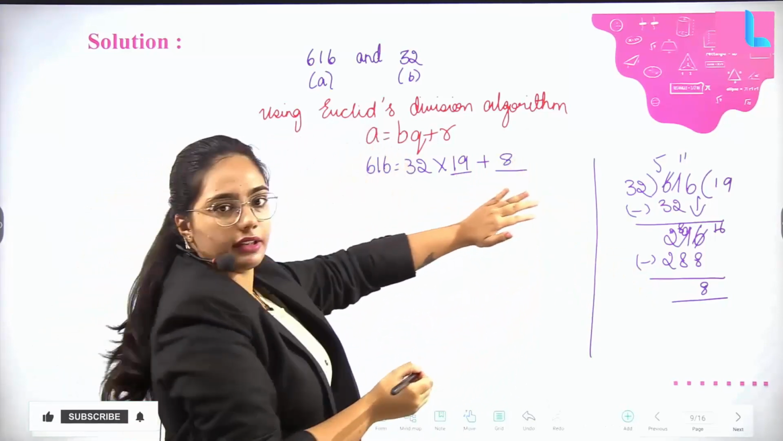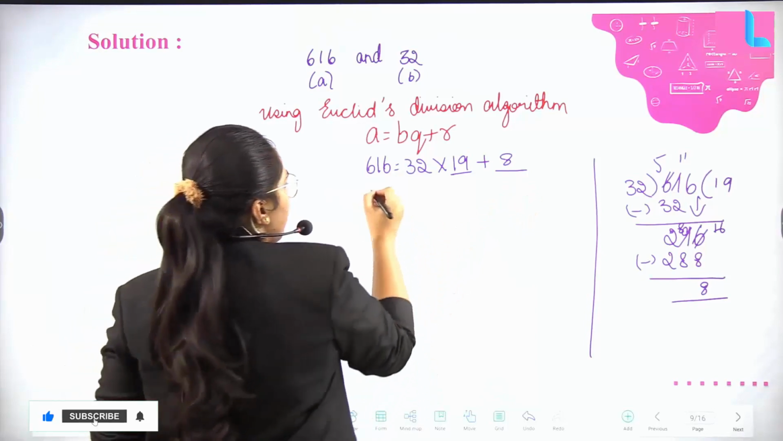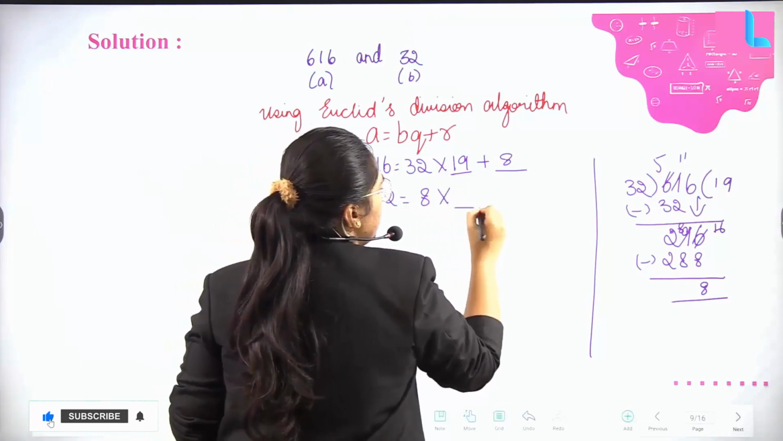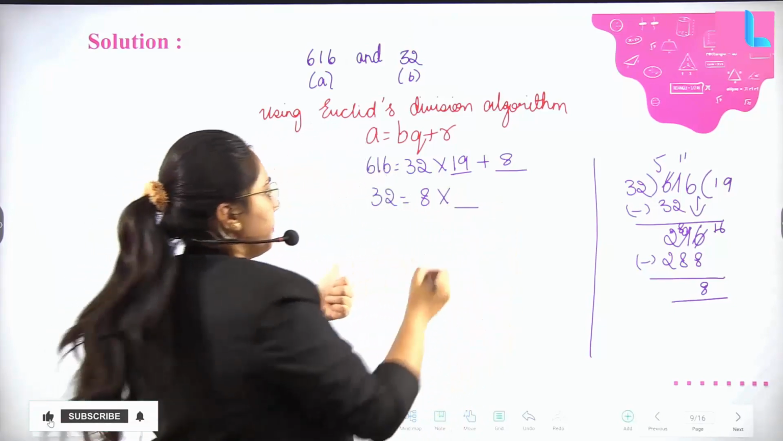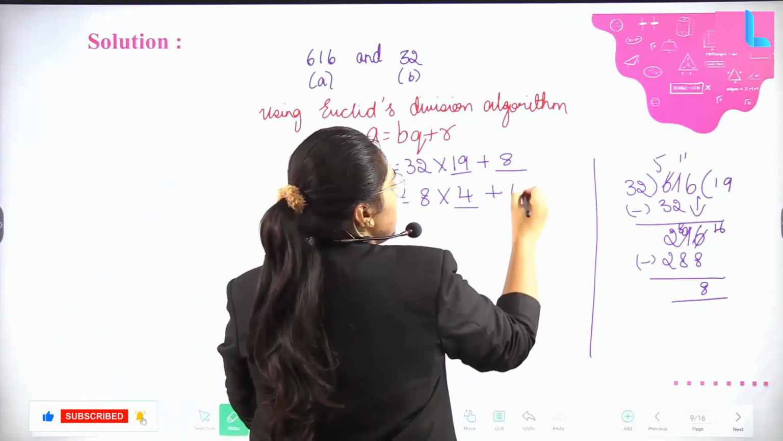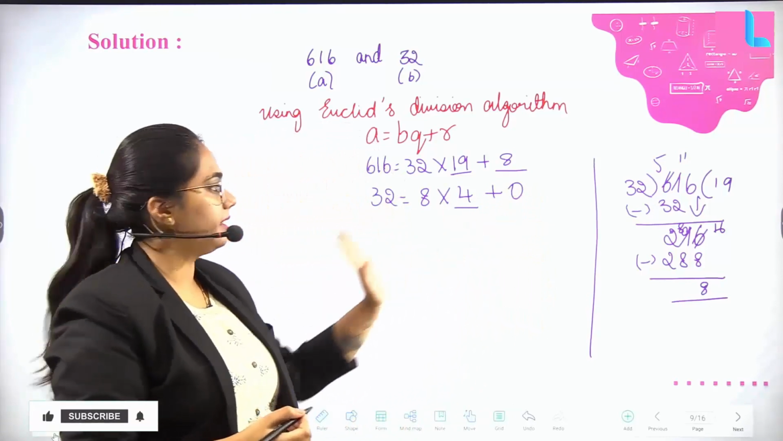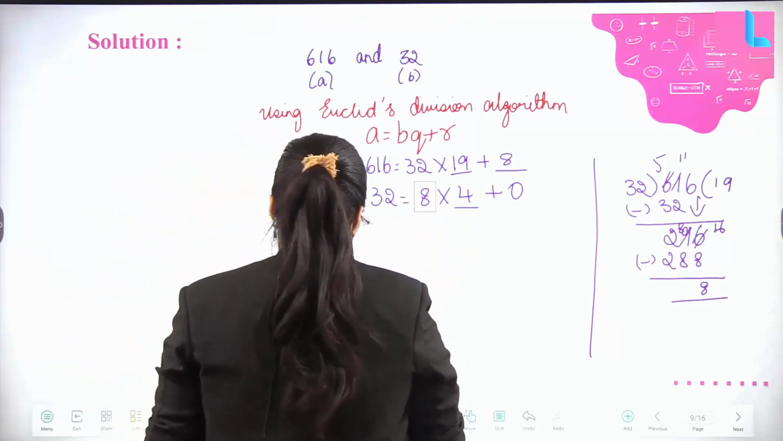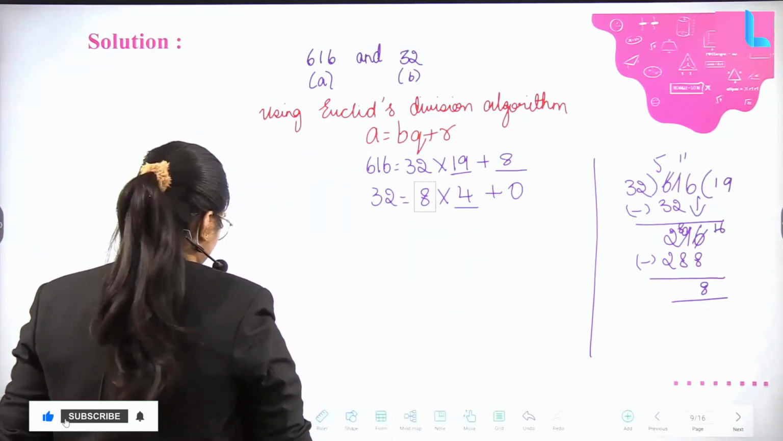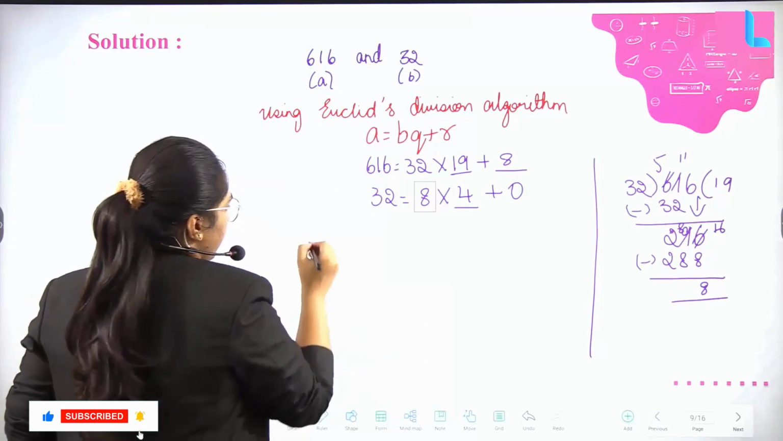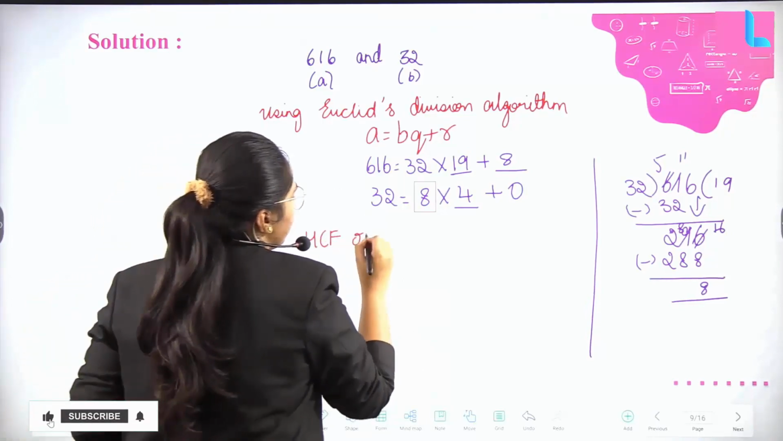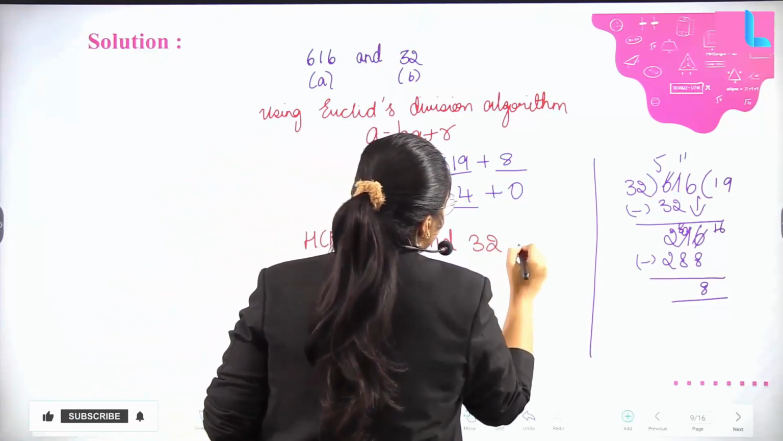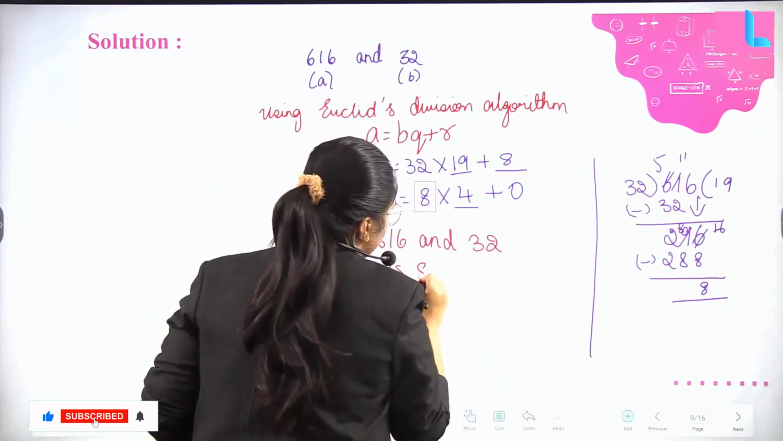We haven't got 0 yet, so we'll continue the same. 32 is equal to 8 into how many times? 8 fours are 32. There's no remainder, so 0. We've already got 0, so let's stop over here. So the HCF of 616 and 32 is 8.